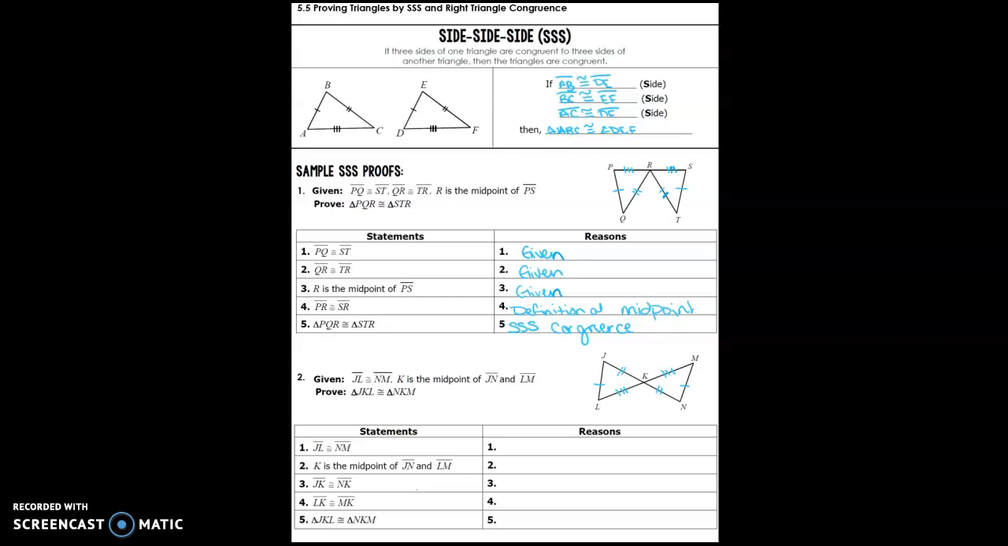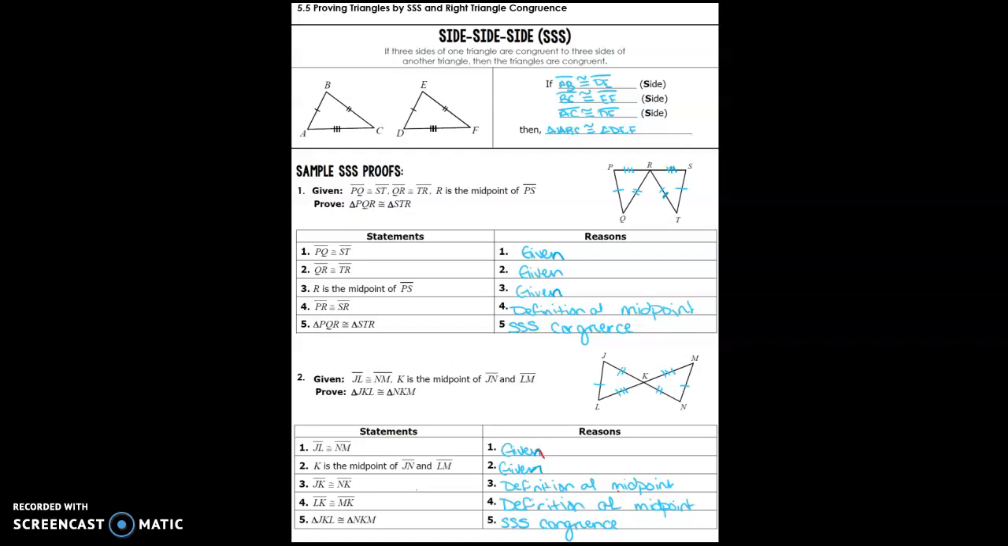So JL is congruent to NM. This is given to us. And I'm going to change my pen color here. I don't know why it likes red so much. So those are both given to us. And then JK is congruent to NK, the definition of a midpoint. And then LK is congruent to MK, again, definition of midpoint. Because K is the midpoint and all of those sides are congruent, we know that those two triangles are congruent because of the side, side, side congruence theorem.